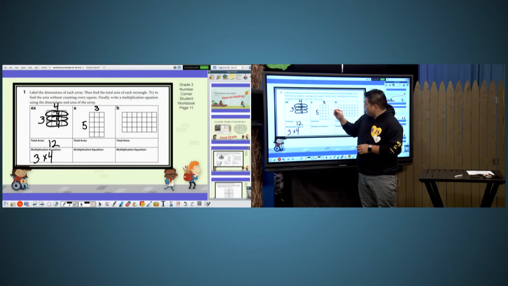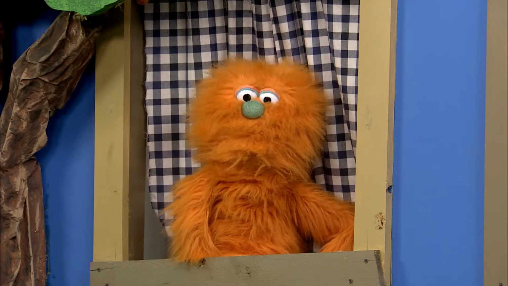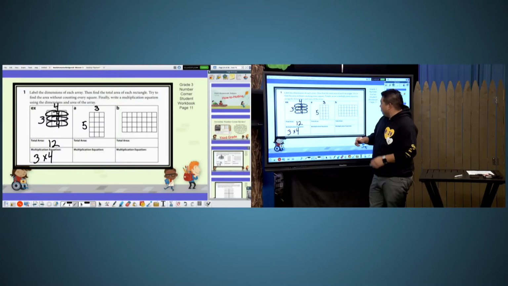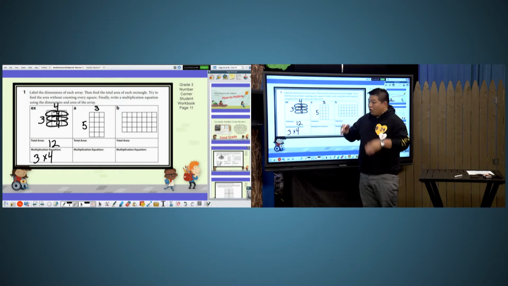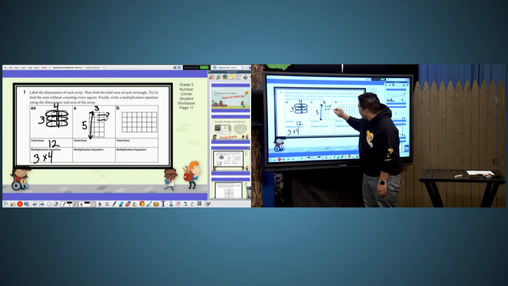And I guess it's worth noting, Mr. Tang, just to review, what's the column and what's the row? So the columns go up and down. This is a column, and the rows go left to right.